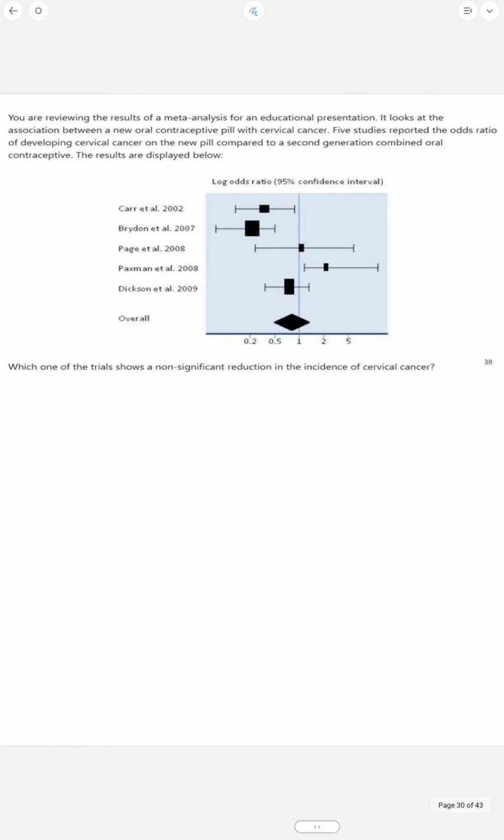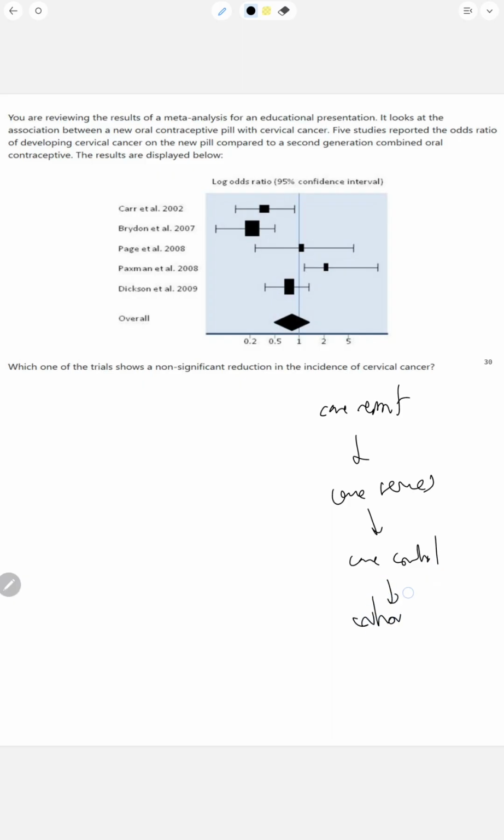So what exactly is a forest plot? It's a tool that's used to analyze data from a systematic review, a meta-analysis, right? So what is a meta-analysis? Remember, if you're going through your hierarchy of studies, you start from your case report, case series, case control, cohort, and then your RCTs.